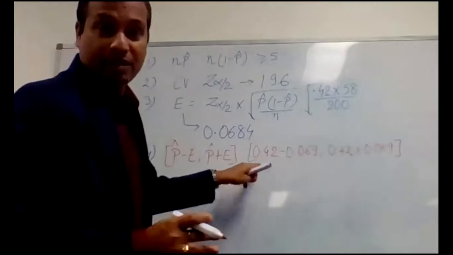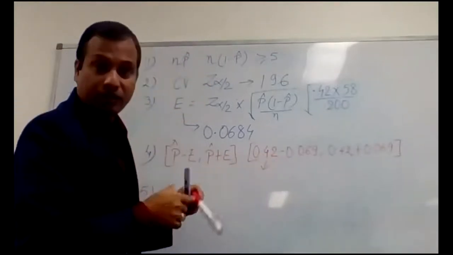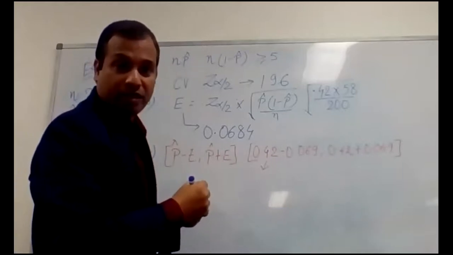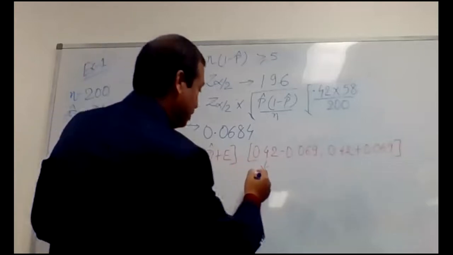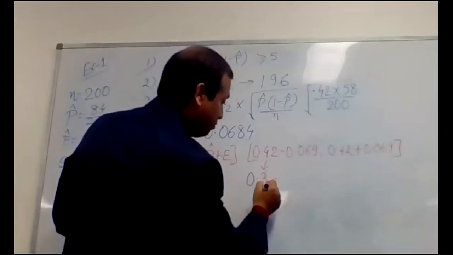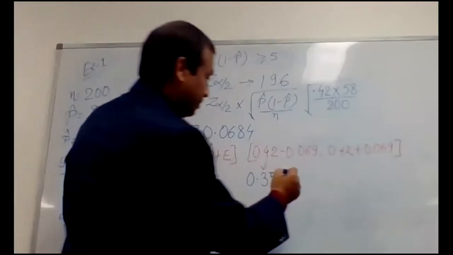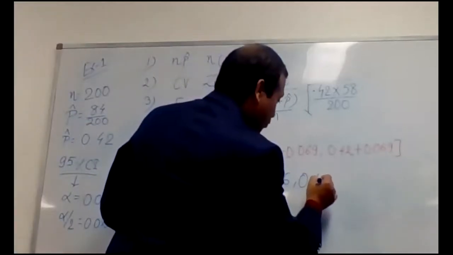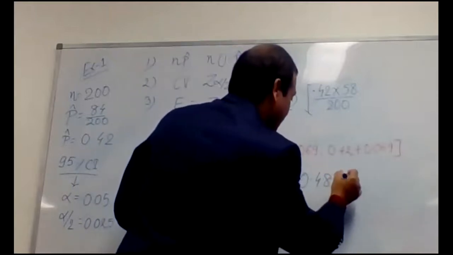So what is the answer here you will get? It will come here 0.3516, right? Yes. 0.3516. And then 0.4884. Exactly, 0.4884. Very good.